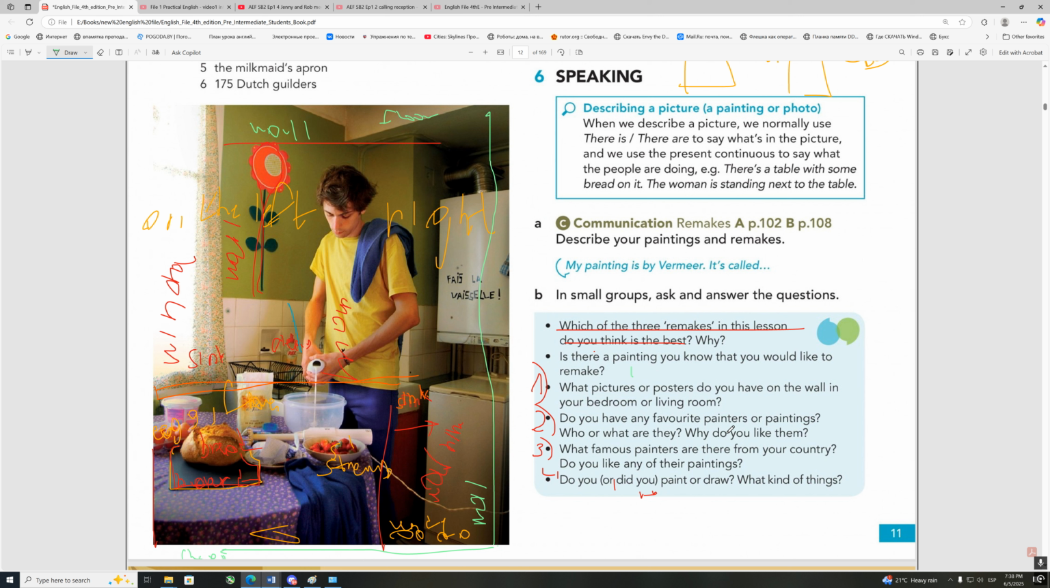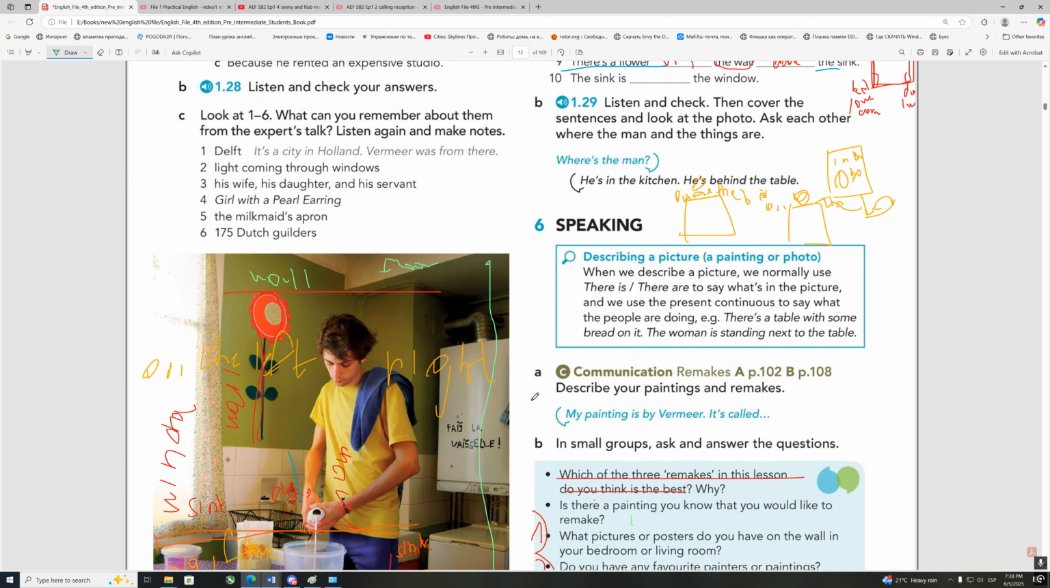Okay. And what is on the second? I don't remember. Okay, number two. Read the question, please. Do you have any favorite painters? Do you remember Vermeer? You listened to them. How do you say difference?